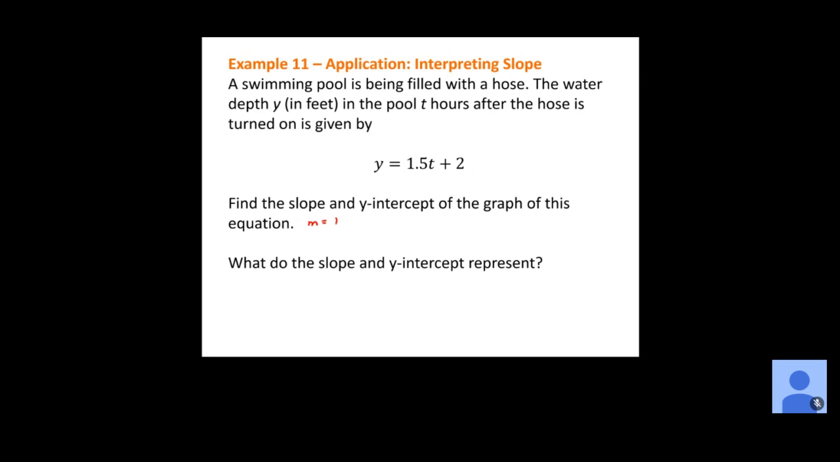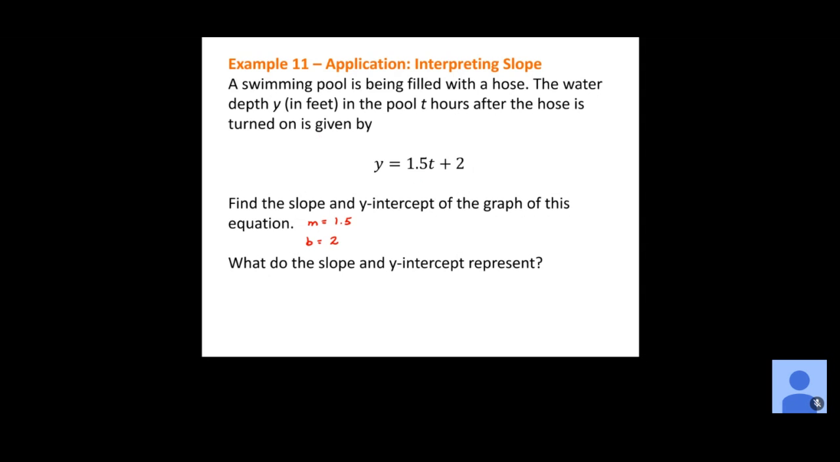So our slope is going to be 1.5. Our y-intercept is going to be positive 2. So now we just need to discuss what those actually represent. Well, in terms of the problem here, we're saying that we are pumping water into this pool, and t represents the number of hours. Well, the 1.5 then is the rate at which we are pumping that water into the pool. Okay? So we're saying that we're pumping water into the pool at a rate of 1.5 feet per hour.